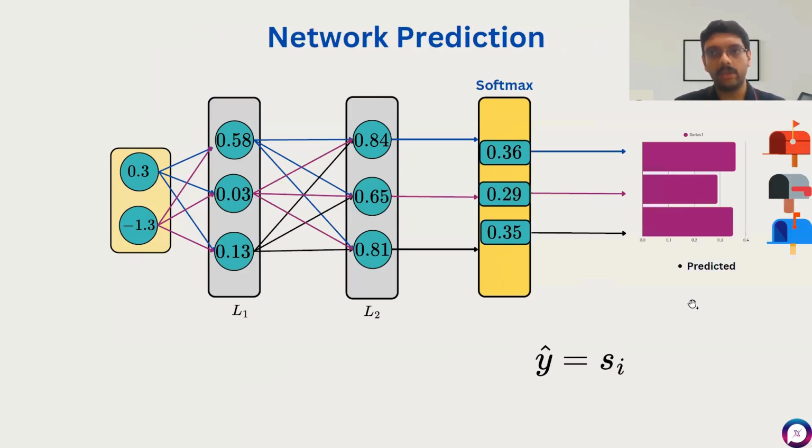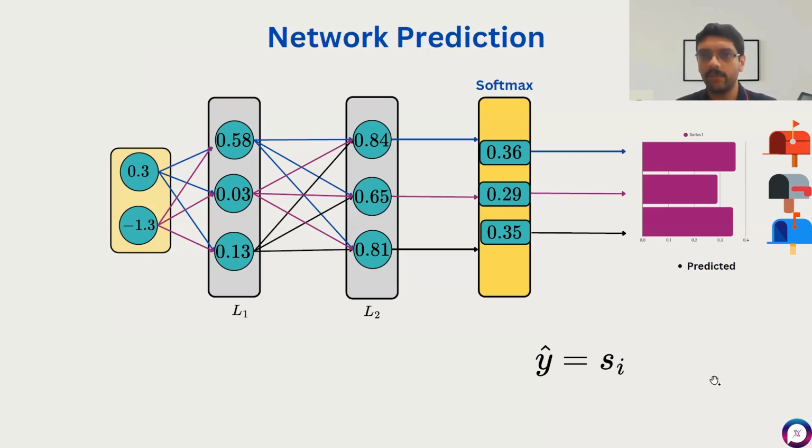So what does that tell you? It tells us that there's a 0.36 probability that the email is spam, 0.29 that the email is marketing, and 0.35 that the email is important, right? And this is the prediction. So it's Si indicating the output of the softmax. I'm trying to be consistent with the previous videos in the series. And the output of the network is typically referred to as Y hat. So Y hat is Si. So you see this prediction.